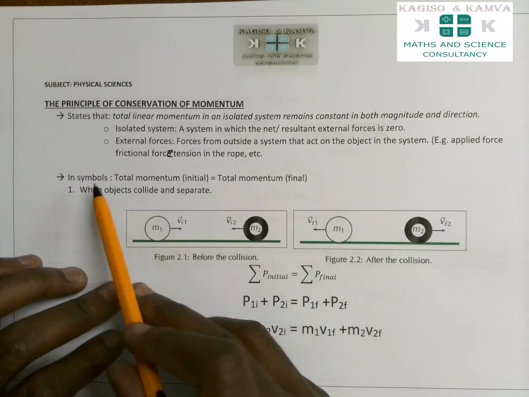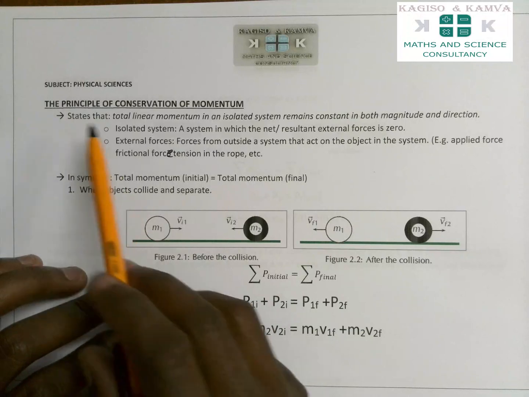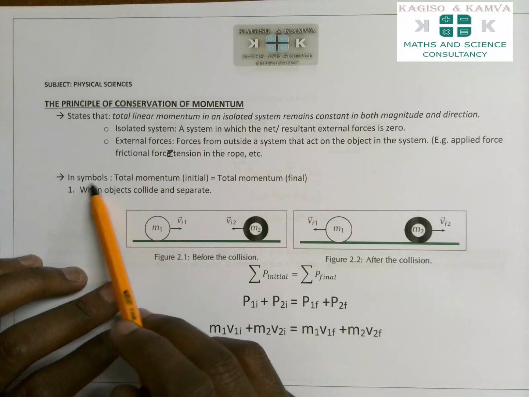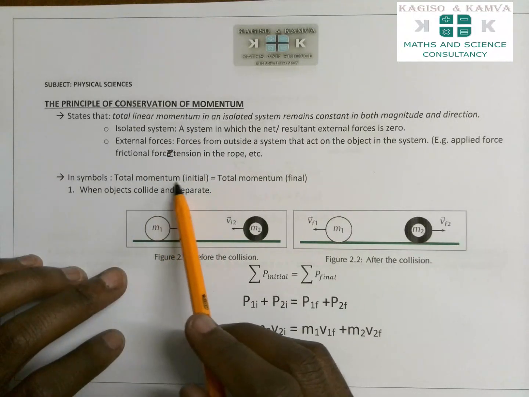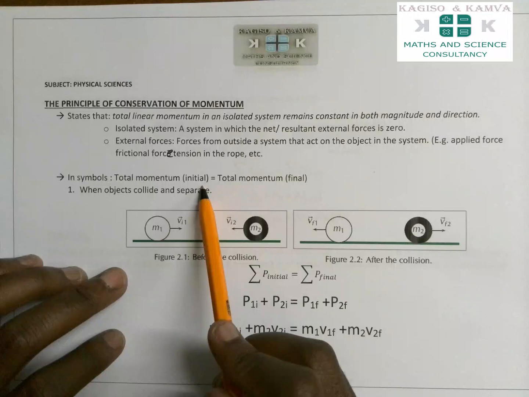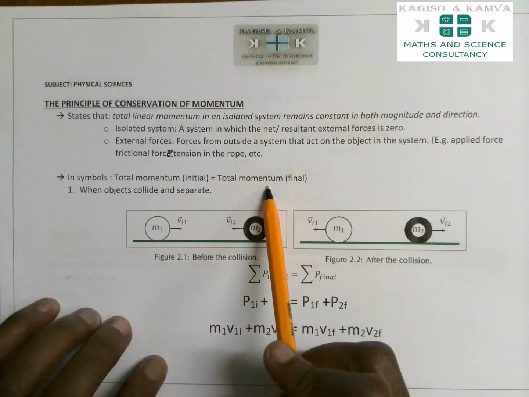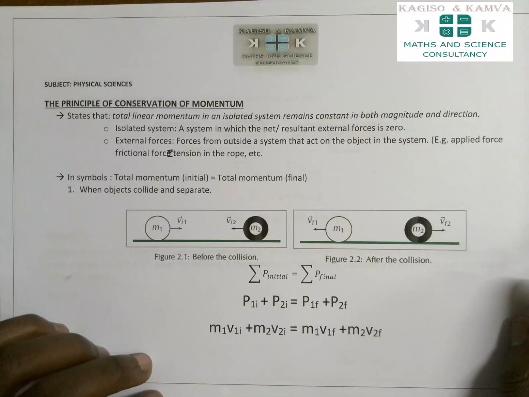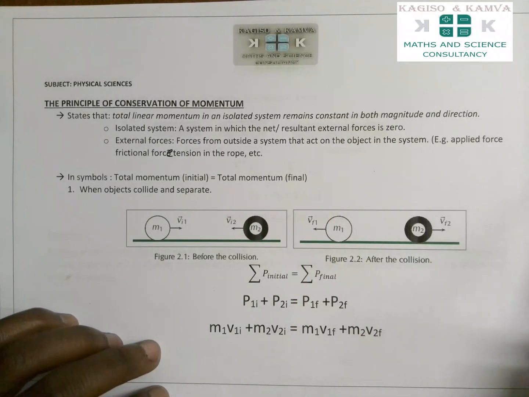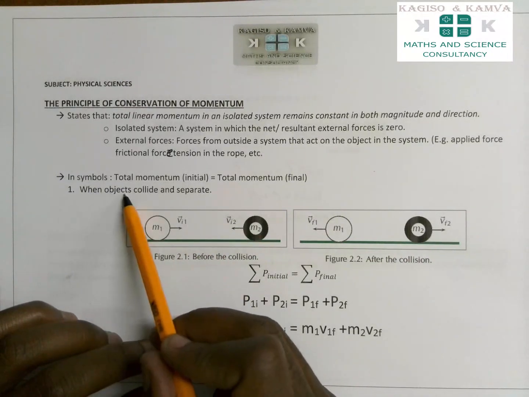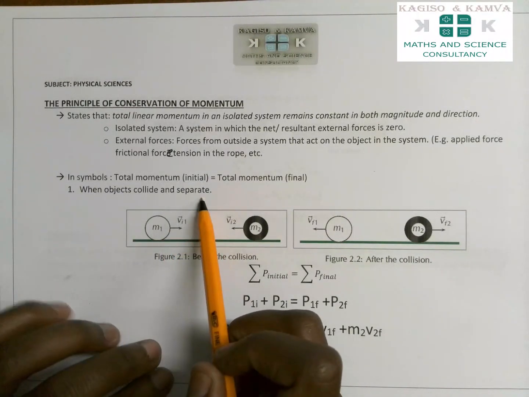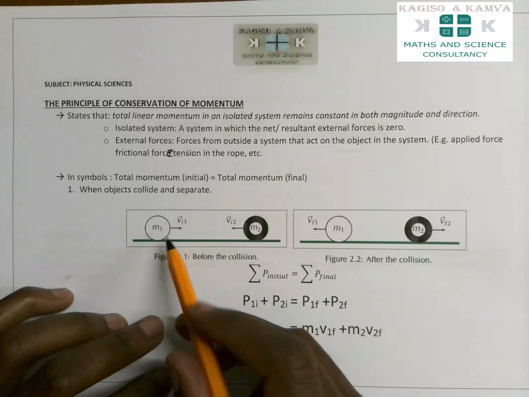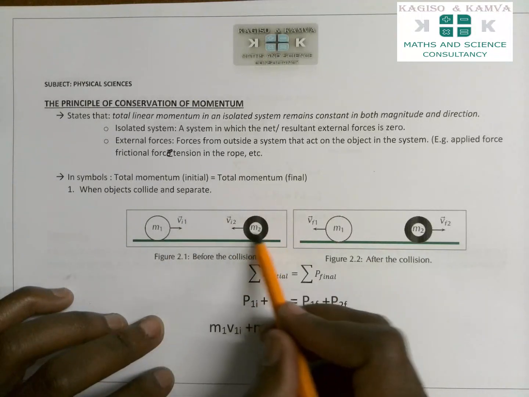Okay, so in symbols, talking about the conservation of linear momentum, that will be the total momentum initial is equal to the total momentum final. Okay, now we are going to use two cases. One case will be when objects collide and they separate. Okay, now let's say before the collision we've got object 1 and object 2.